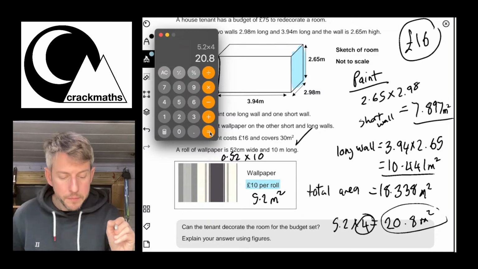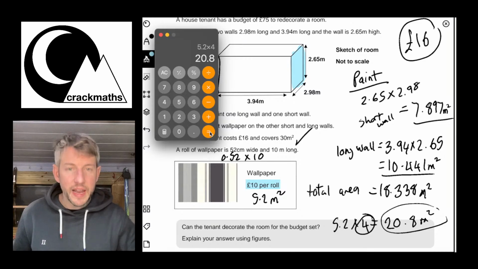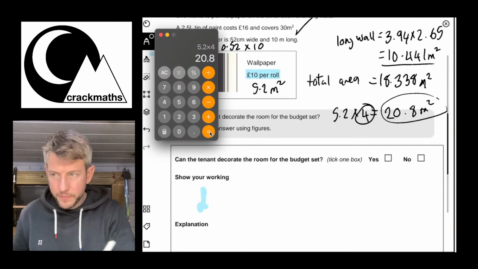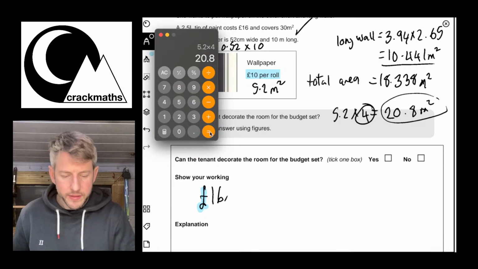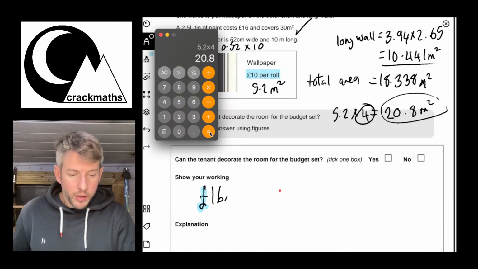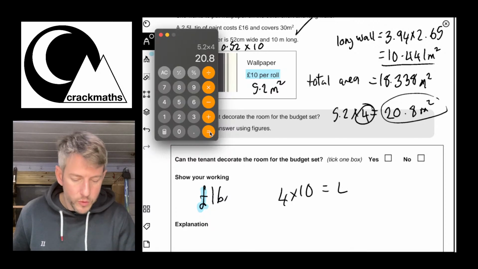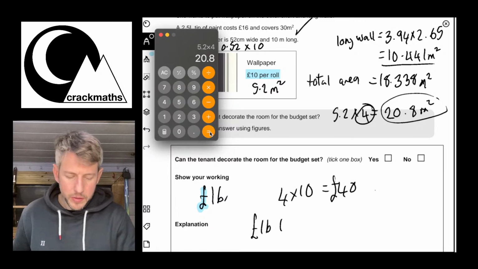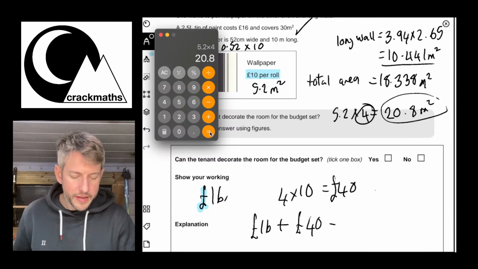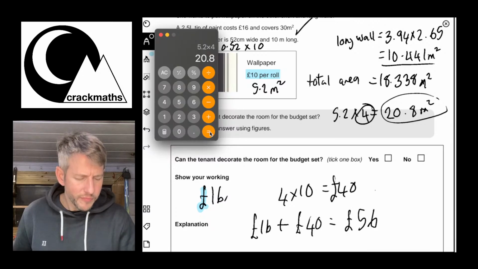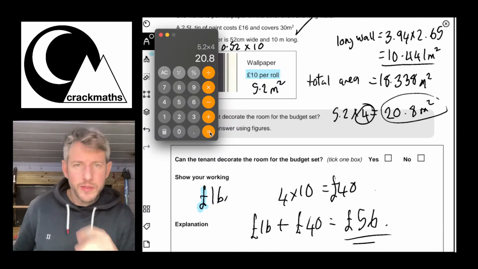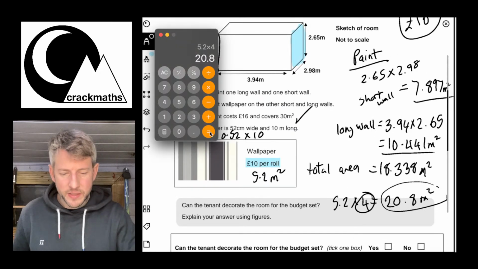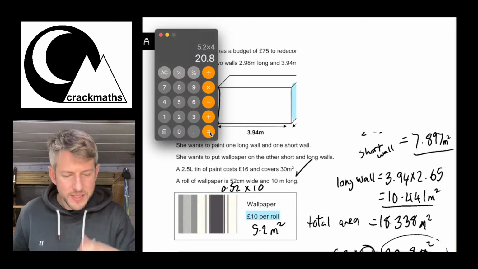The wallpaper costs £10 a roll. So that means we're going to have 4 lots of £10. So let's do the final calculation here. So we've got £16 for the paint. And then we've got 4 times £10 equals £40. So £40 for the wallpaper. So £16 plus £40 equals £56. Now again, this isn't quite close enough to that 70 to make me feel 100% happy with this as a question. But let's just double check everything.